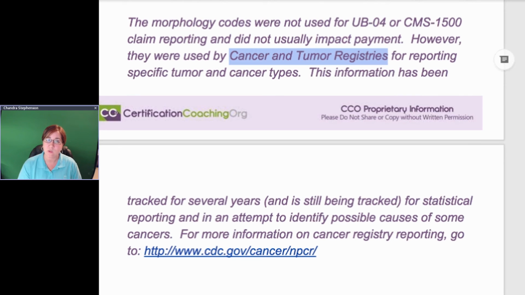So we saw those morphology codes go away. But those morphology codes were there to identify the type of tumor for cancer registries. And those are all used for statistical reporting so that we can try to figure out what the triggers are for some of those tumors. And as they begin to identify what they are or exposure to certain things, they can link it back so that we can try to prevent cancer and develop treatment for cancers going forward.